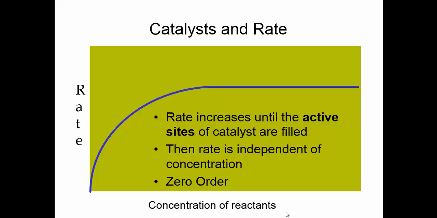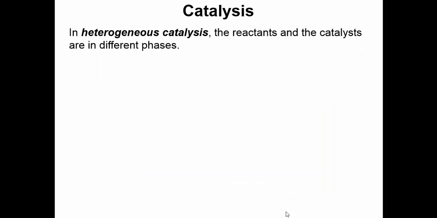What is meant by zero order is that the catalyst itself does not get used to run any calculations, since it does not get consumed by the reaction itself. Now, catalysts come in two types. One is called a heterogeneous catalyst, and that's when the catalyst and the reactants are in different phases. Let's take a look first at the heterogeneous catalyst reaction.